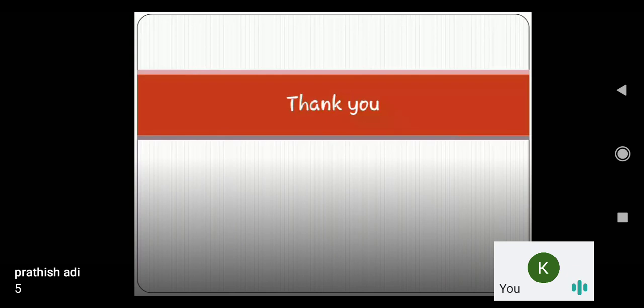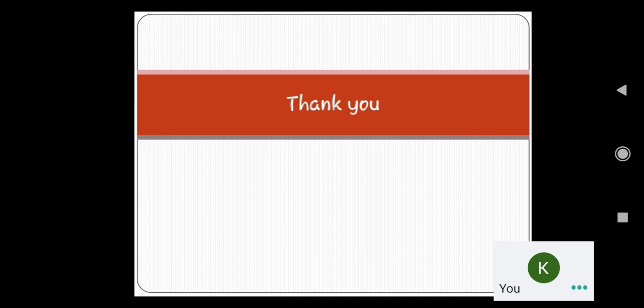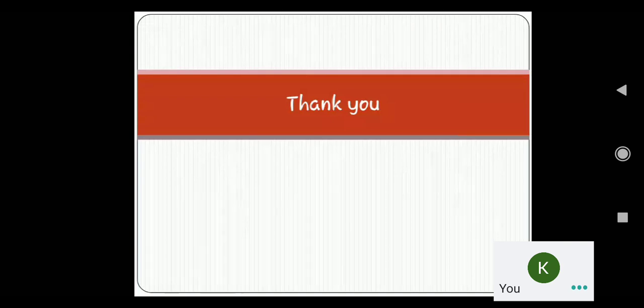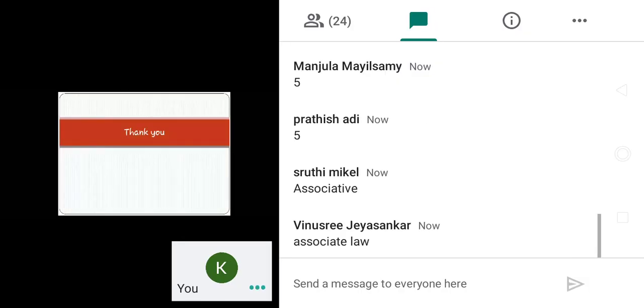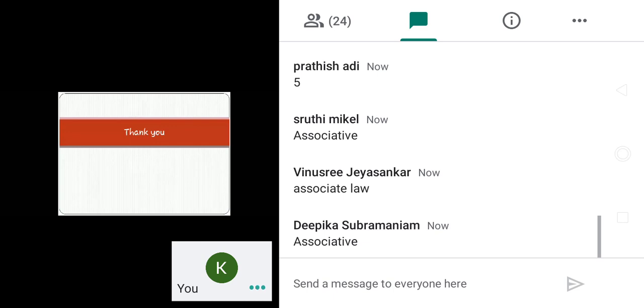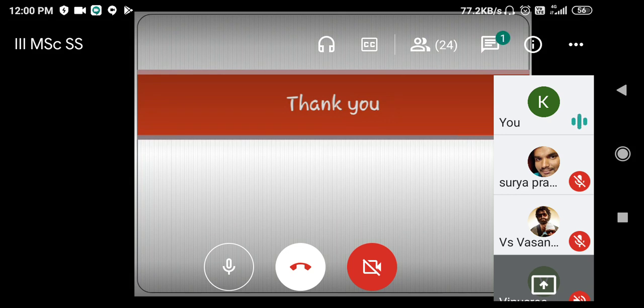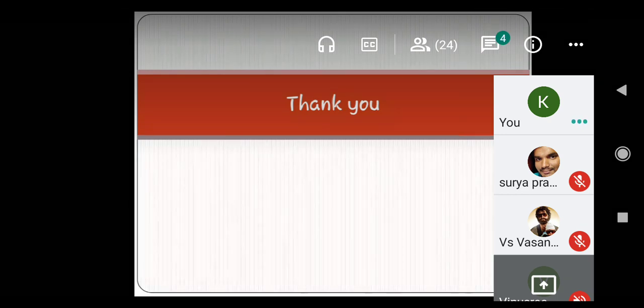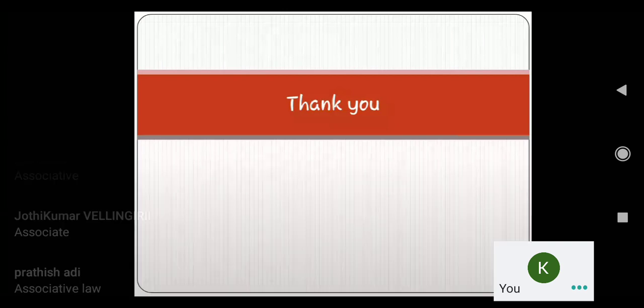In those general forms, we have some laws. So what is the law name that we use for the third general form? Associative is the law that we are using. Shruti, Venusri, Deepika, Induja, so many of them are answering. Good, very good. So the law that we use for the third general form is the associative law.